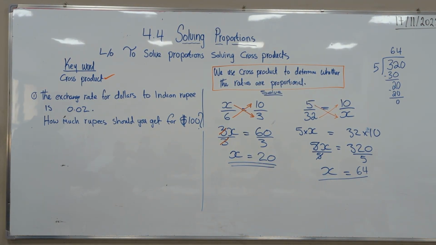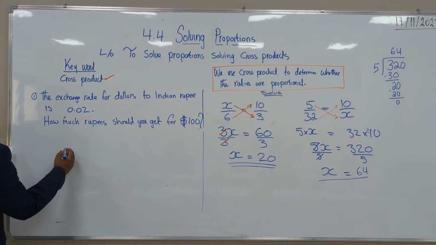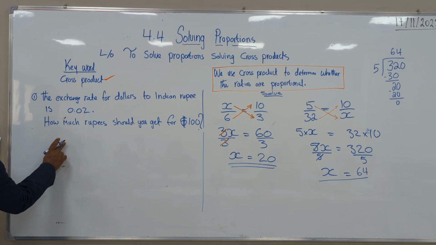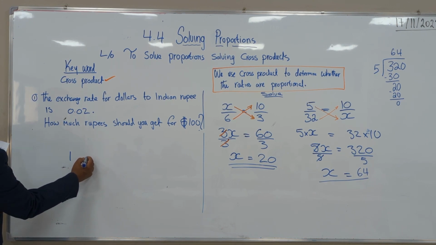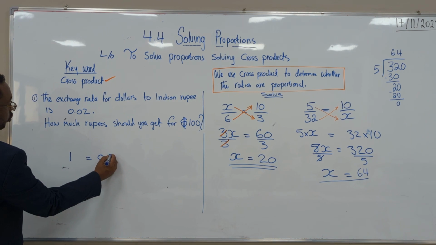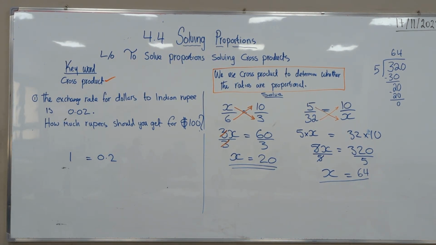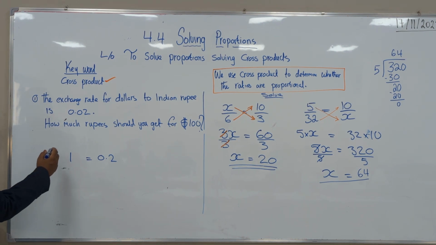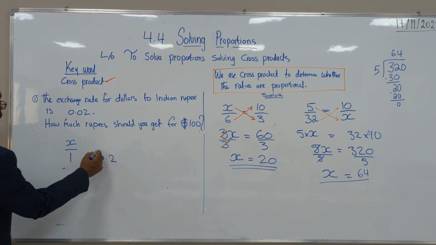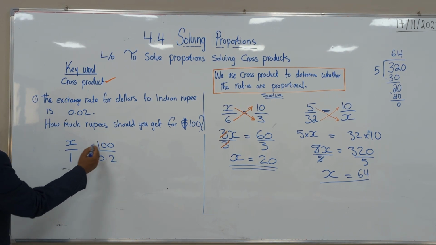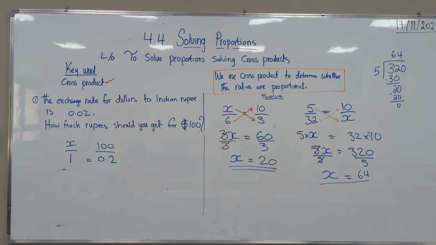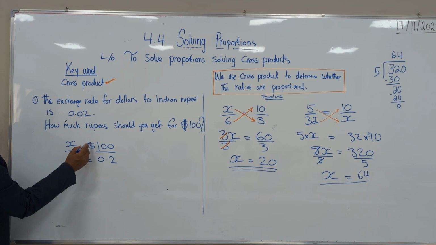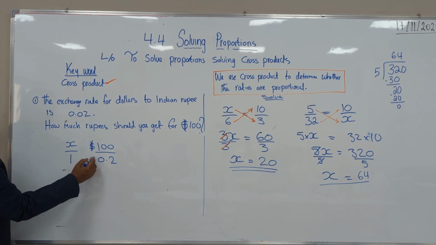So the first thing we need to do is say 1 rupee is equal to 0.02 dollars, or 2 cents. Now we want to know how much 100 will cost. You have $100. This is the dollar, remember? If you have $100, how much rupees will you get?